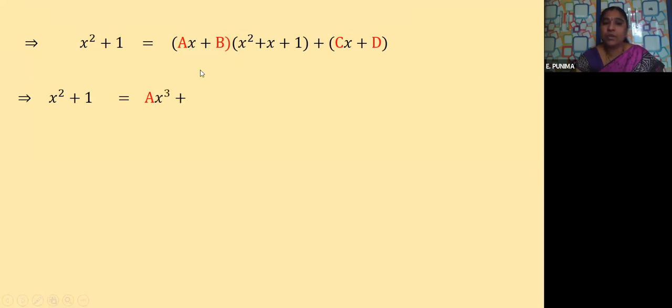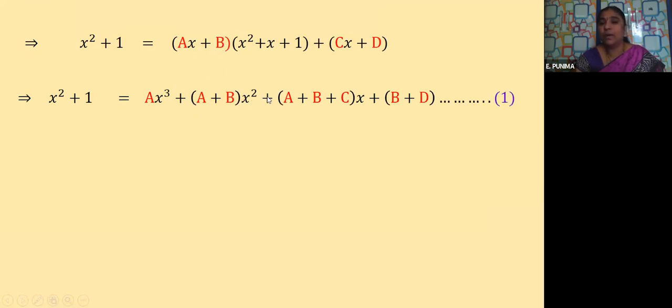Ax into x square is how much? Ax cube. Plus, in x square terms, ax into x is ax square, so the x square coefficient is a, and b into x square is bx square, so the x square coefficient is also b. I'm writing them together: a plus b into x square. Plus x coefficients: wherever x terms are there, ax into 1 is a, b into x is b, and cx is c into x. Plus constants: b into 1 is b, and here the constant is d. So this is the equation we have got. Let it be equation number 1.